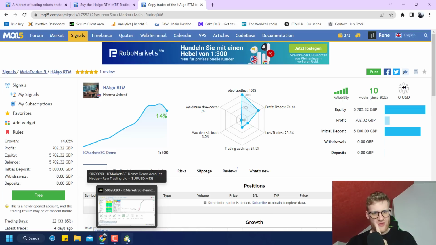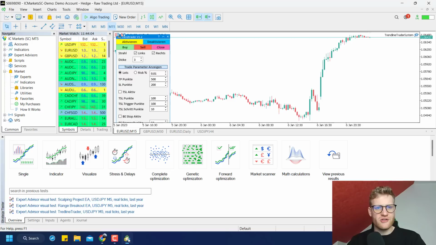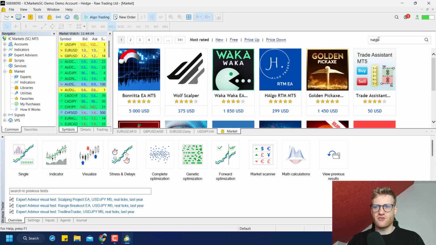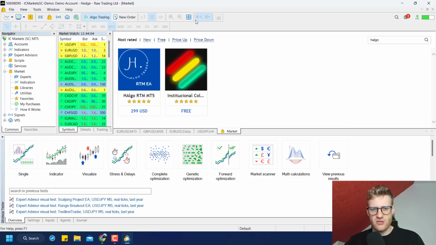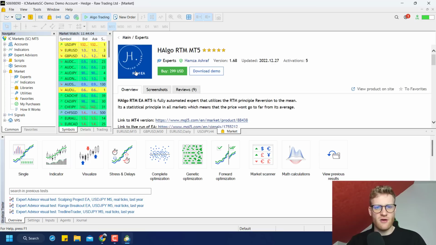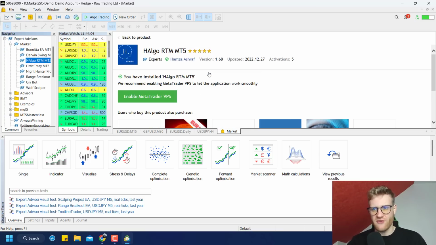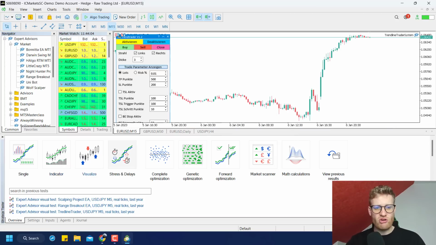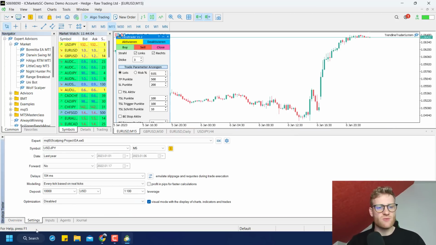So I just opened the MetaTrader 5, and what you can do in the MetaTrader 5 is you can go to the navigator, right-click the market or click into the market, and then you can search for any program that you want to test. And you can, for example, just type in HAlgo here. And if I click on this, I can download the demo, which is always free for mql5 products. And this is great for testing purposes. So even though you cannot run it in a live trading account, after the download, you can run it in the strategy tester. And this is what I will do here.